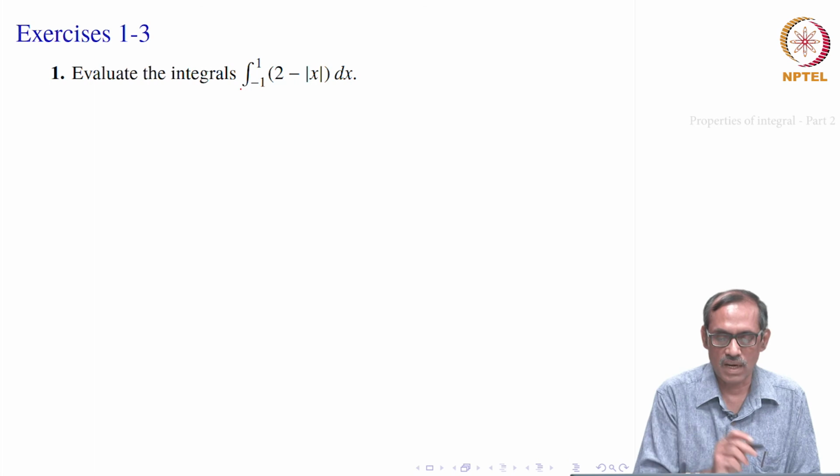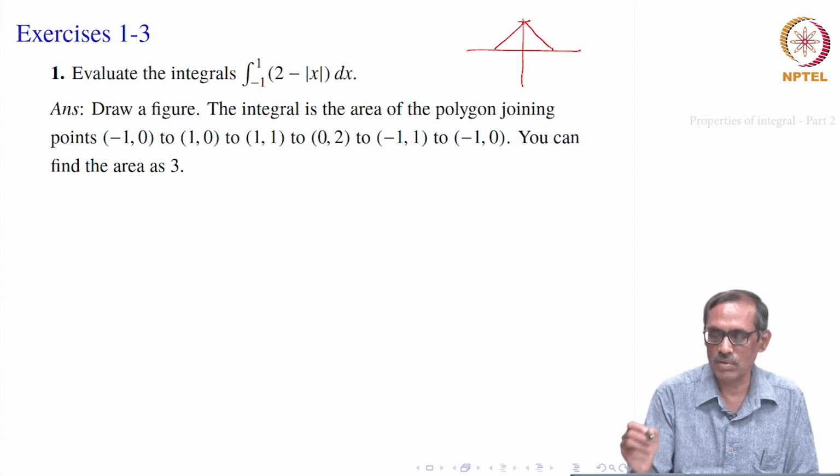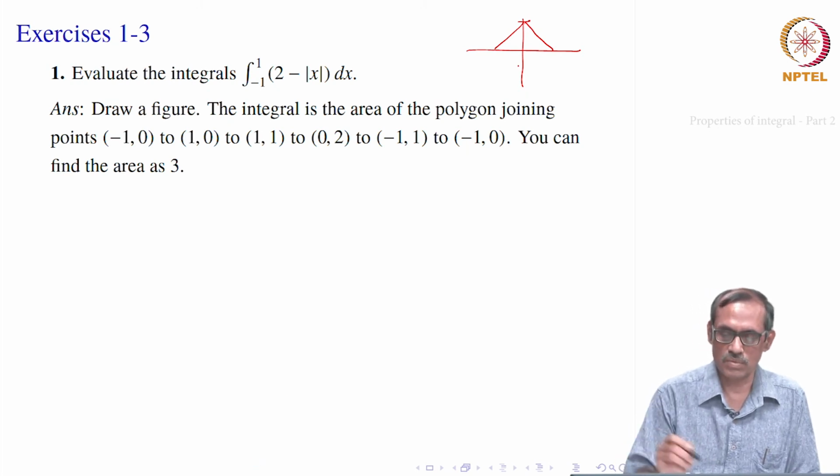So, evaluate the integral from minus 1 to 1 of 2 minus mod x. How do we proceed? If you draw the figure, it is 2 minus mod x. It is going to point 2 from where it is mod x. So, it will be inverted because of the minus sign, it will be looking something like this, right. So, this distance is 2. Okay. So, you join it, it will be something this way, but it is minus 1 to 1.